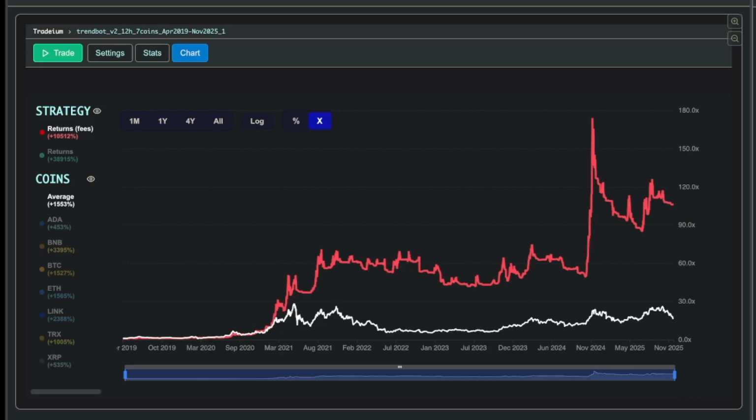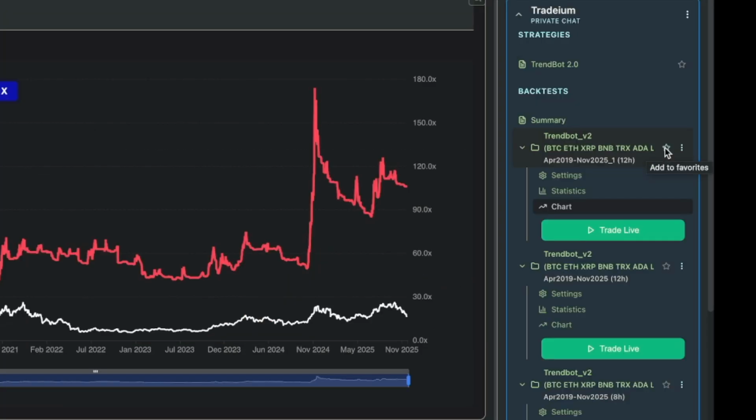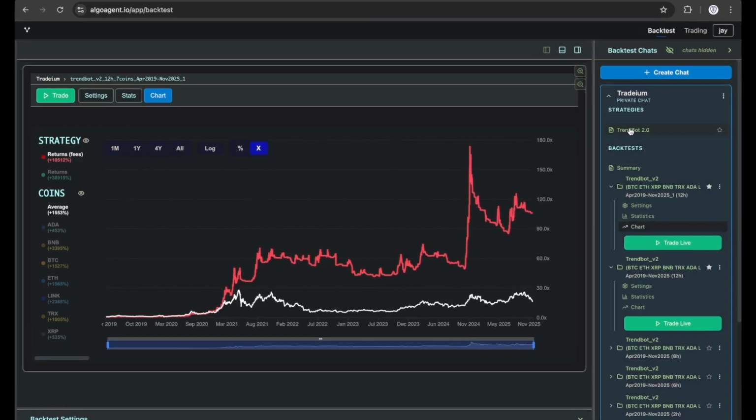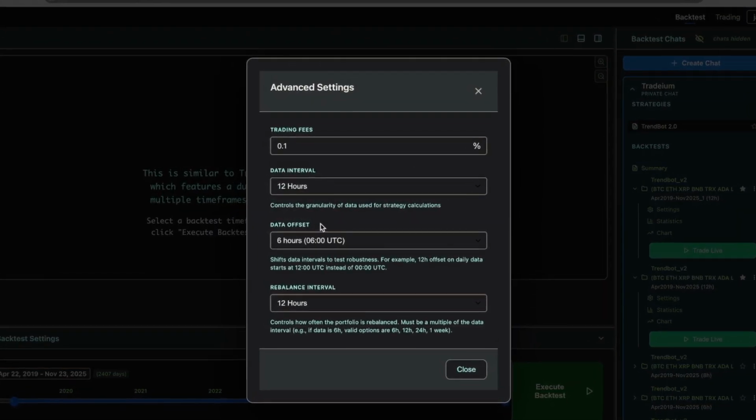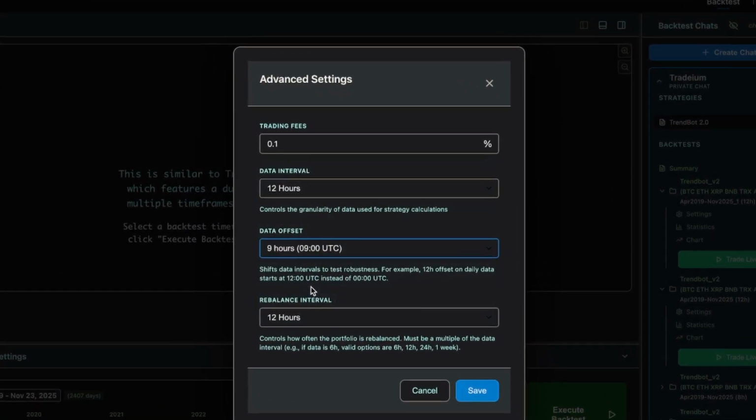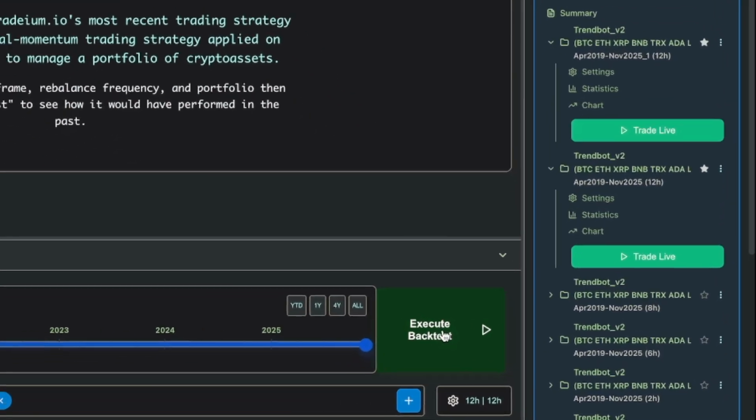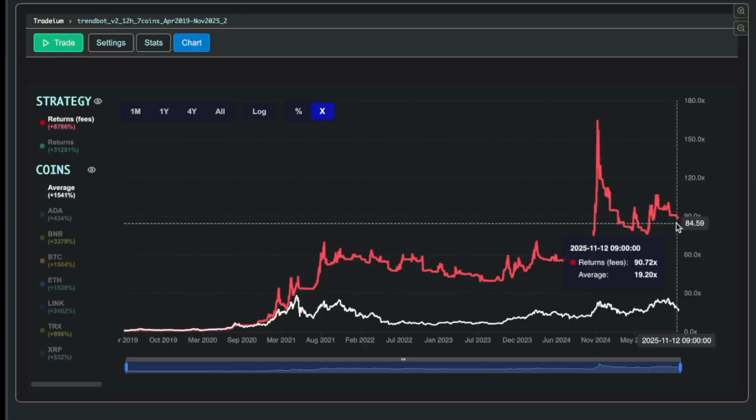Okay, it still looks good. This is great to see. I will favorite the 12-hour. And I'll do one more test here with the data offset. I will just change it to 9 UTC. All right, and it still looks very, very good.